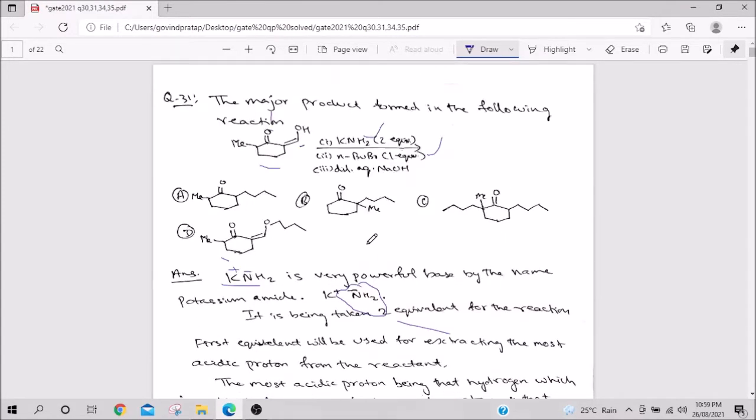So, let us look at it. Straight away what came to my mind when I saw this is that C cannot be the answer. Why? In C, 2 equivalents of butyl bromide have been added. You see here this part is butyl and this part is butyl, whereas the question says very clearly 1 equivalent of butyl bromide. So, I am removing C.